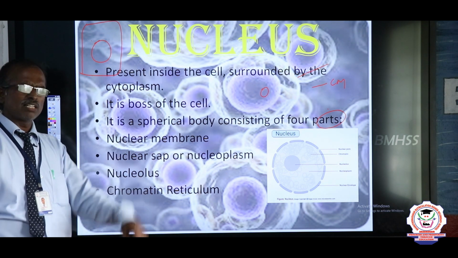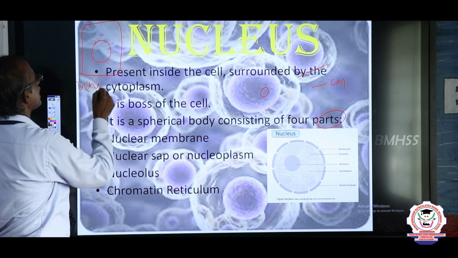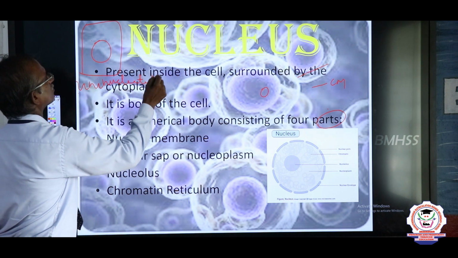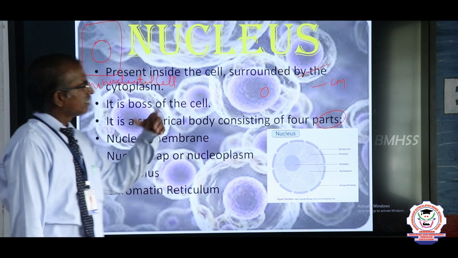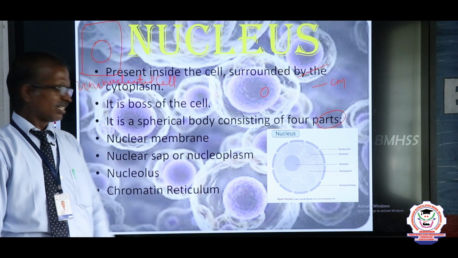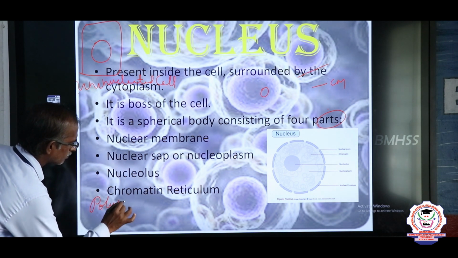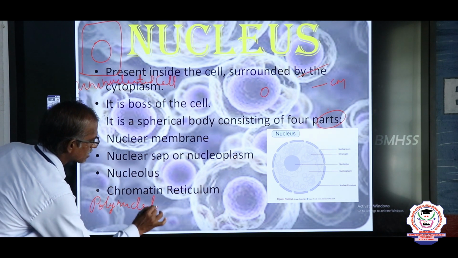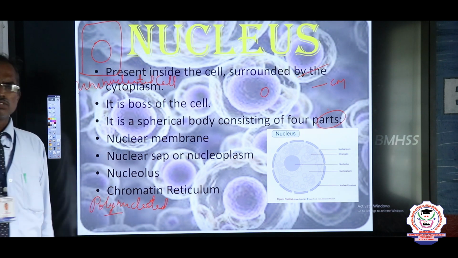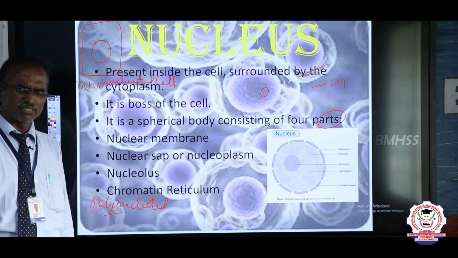In some cells, there is only one nucleus. That cell is called a uninucleated cell. While in case more nuclei are present within a single cell, we call it a polynucleated cell. Example, our skeletal muscle cells, where many nuclei are present.